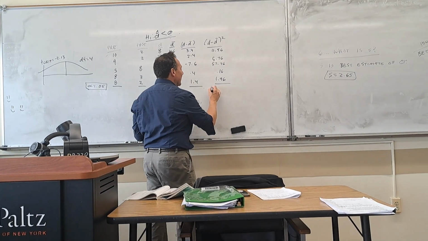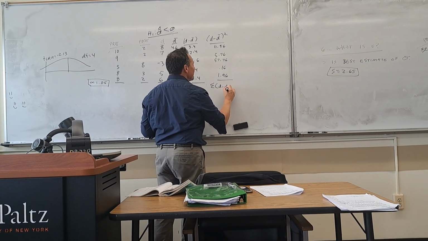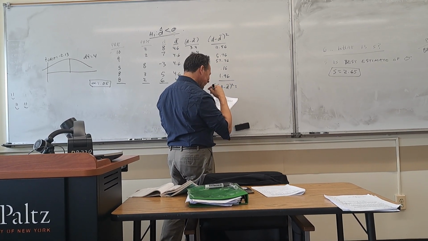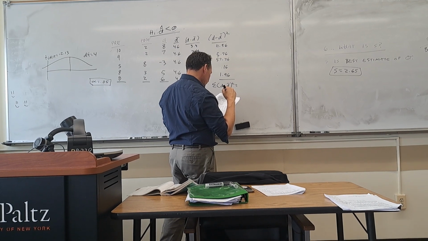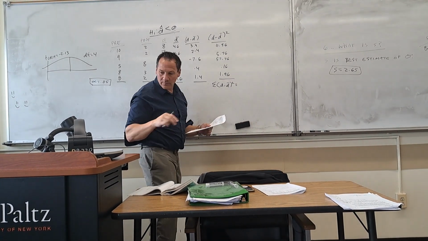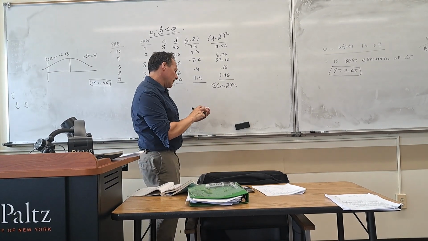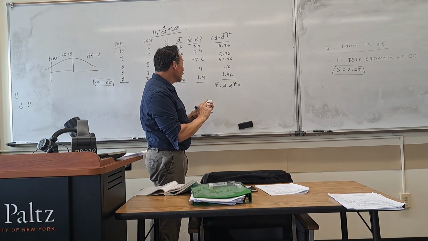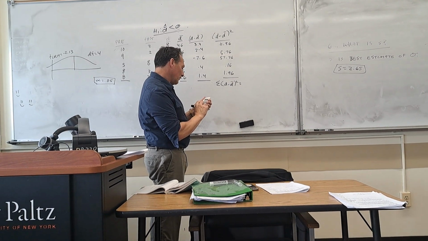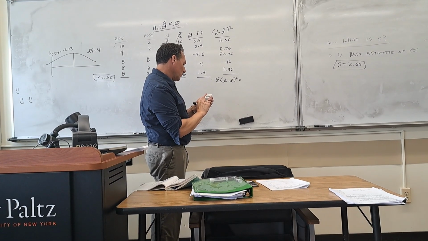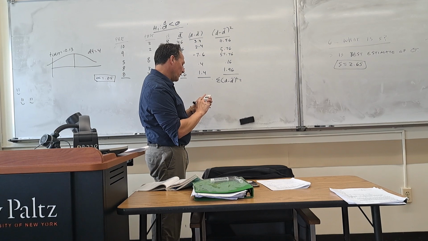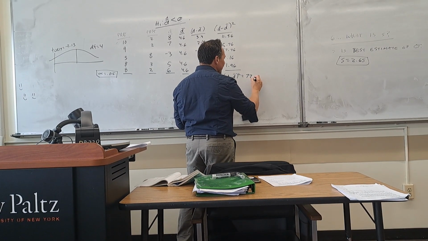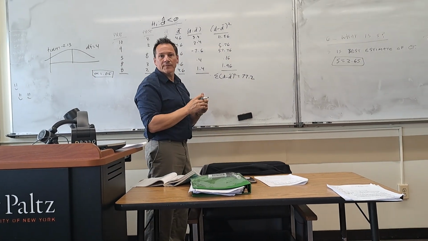So next we're going to get sigma d minus d bar squared, the sum of that column, which is 11.56 plus 5.76 plus 57.76 plus 0.16 plus 1.96, which equals 77.2. Anyone else get that?